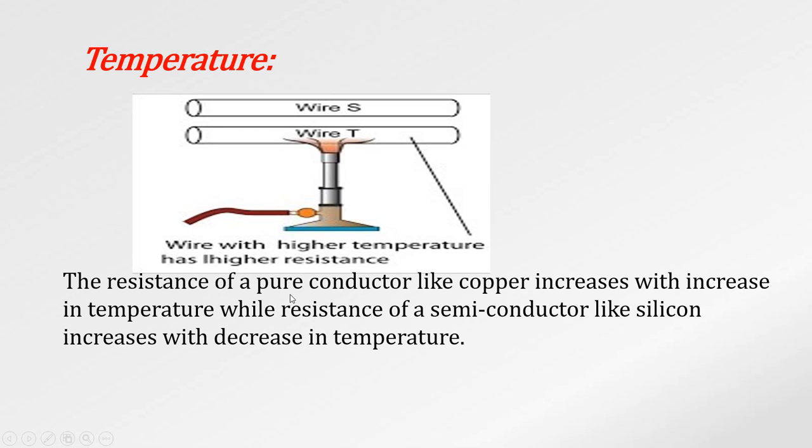In temperature. For example, a pure conductor like copper has its resistance increase with increase in temperature, while there are others whose resistance does not increase when temperature increases, and these are called semiconductors. For a semiconductor like silicon, the resistance decreases with increase in temperature. So there are 2 cases. For pure conductors, increase in temperature increases resistance, but for semiconductors, increase in temperature decreases what? Resistance.